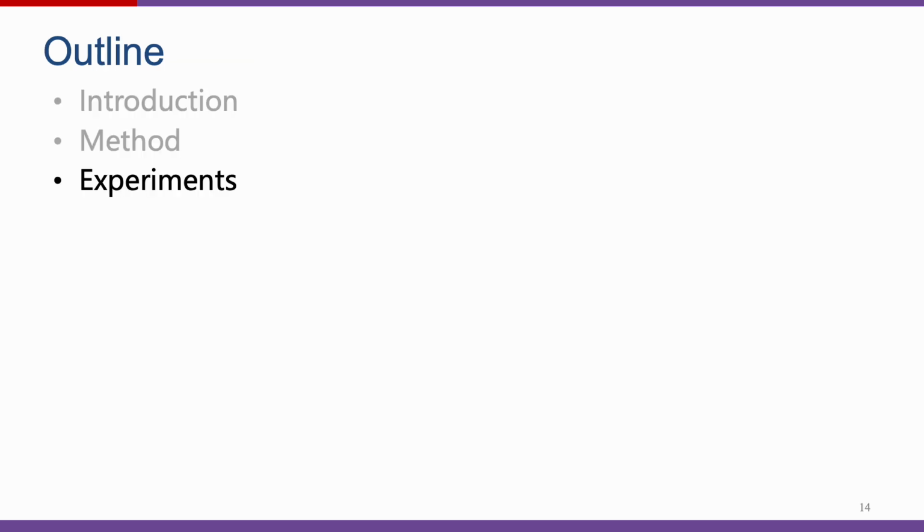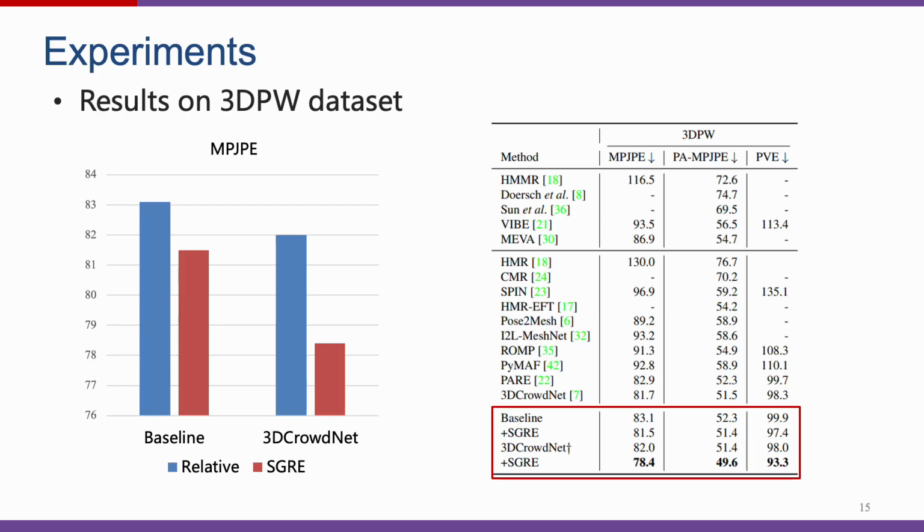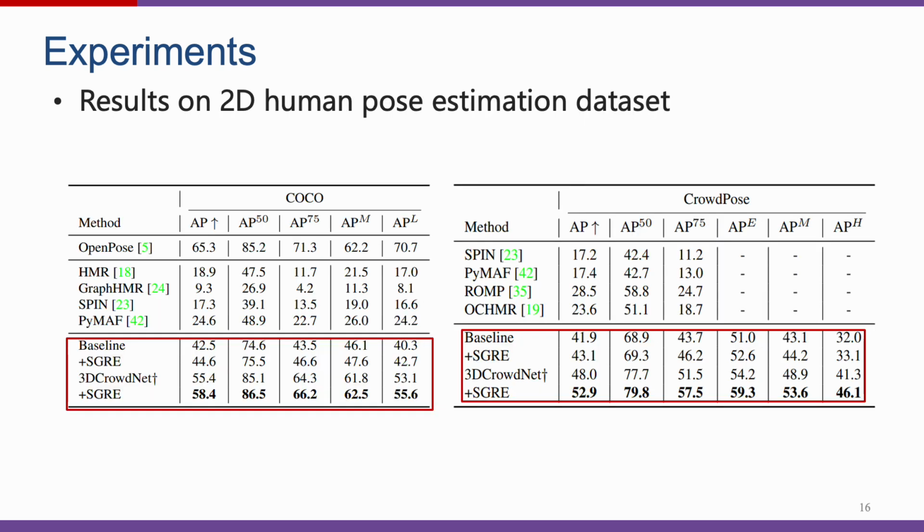The next is experimental results. We test our method on the widely used 3DPW dataset, and our method consistently improves the performance of a baseline method and the state-of-the-art method 3DCrowdNet. By replacing their relative estimation branch with our proposed SGRE, we can reduce the MPJPE and PVE by a large margin. This improvement can also be observed in 2D human pose estimation benchmarks such as COCO and CrowdPose.